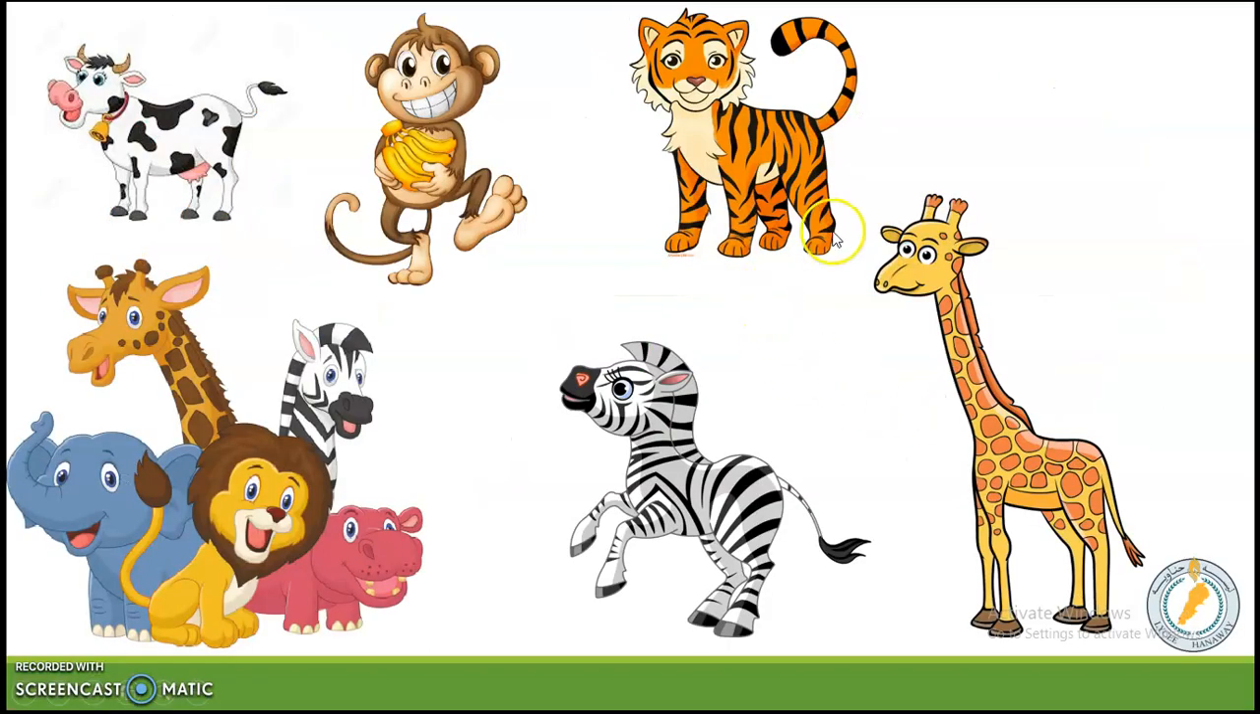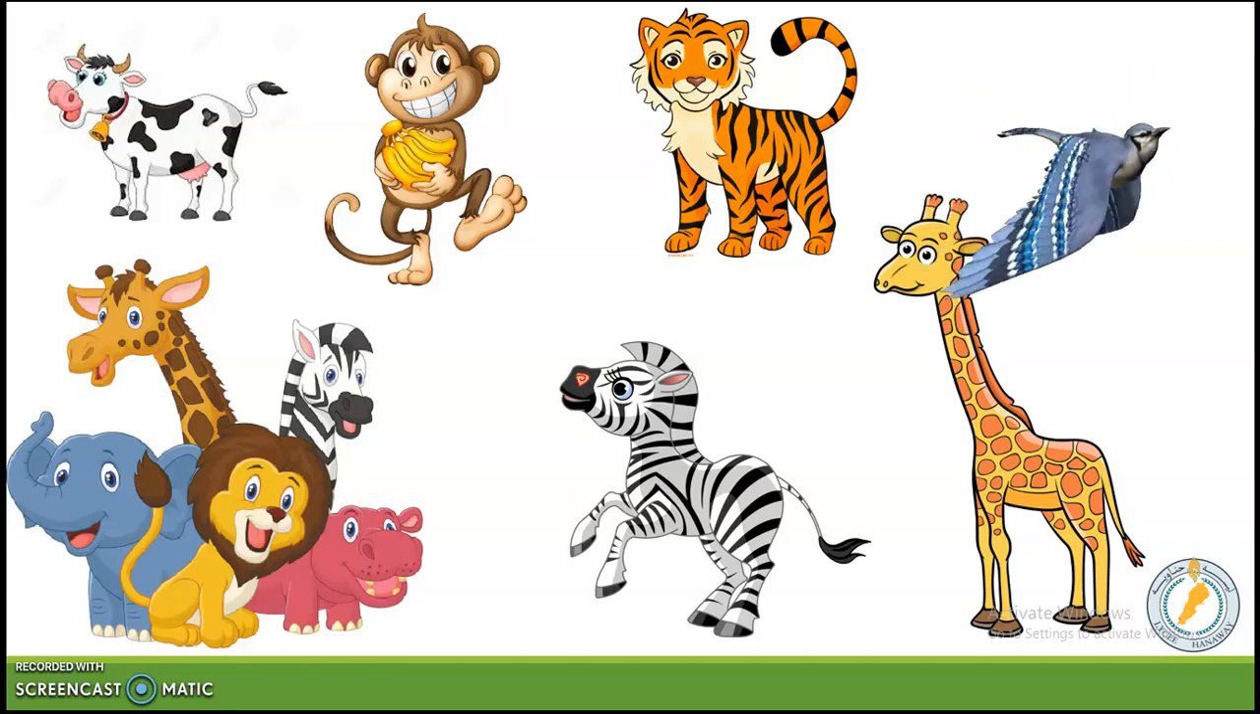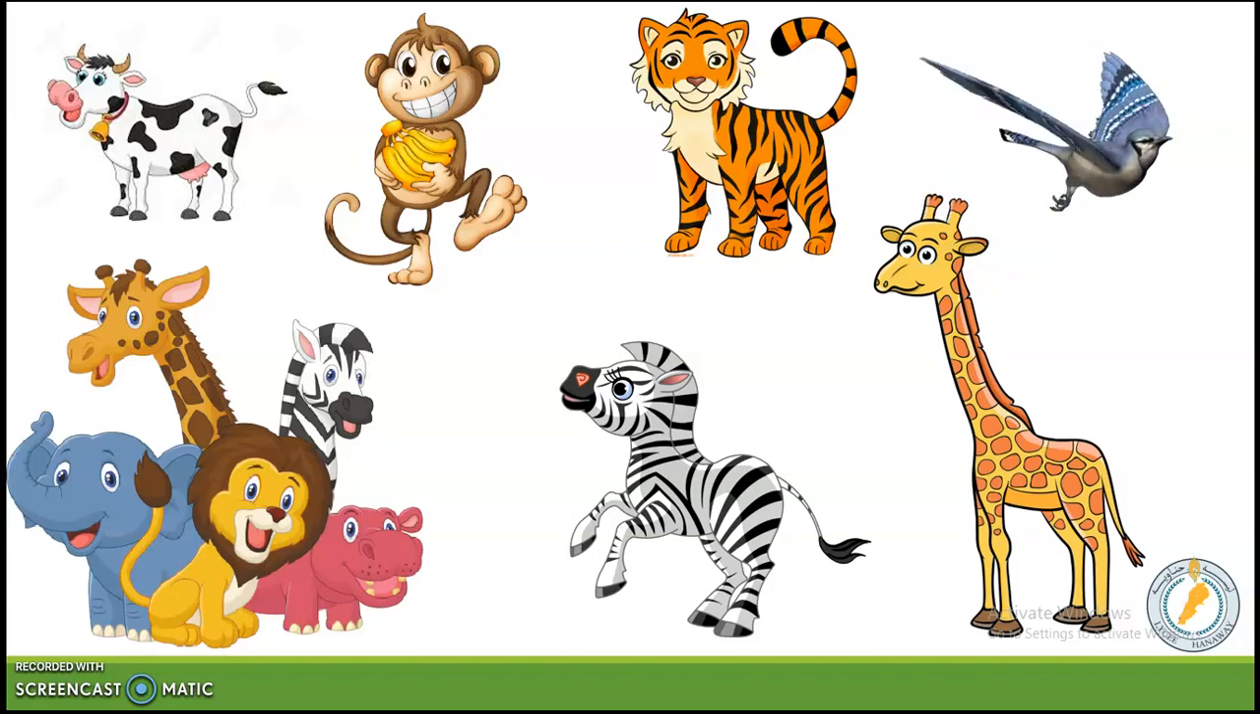So, here we have a group of different animals. We have the bird, giraffe, tiger, monkey, cow, zebra, and an elephant. So you see we have different animals. Look at these animals. Are they all the same? Do they all look the same? Do they have the same shape? No, of course not.